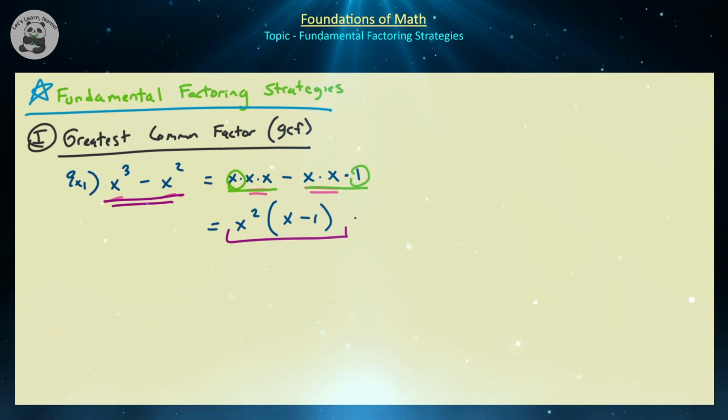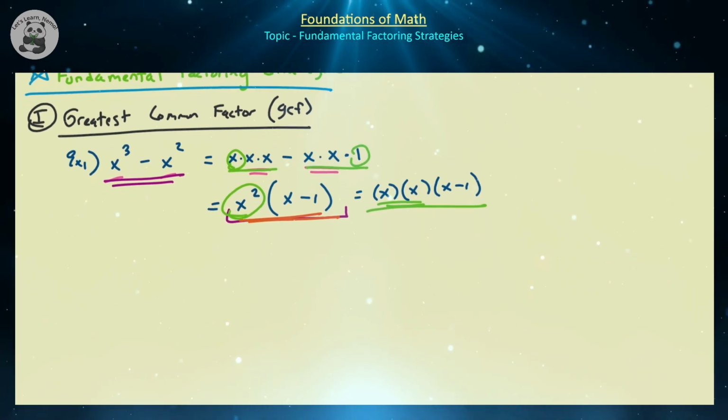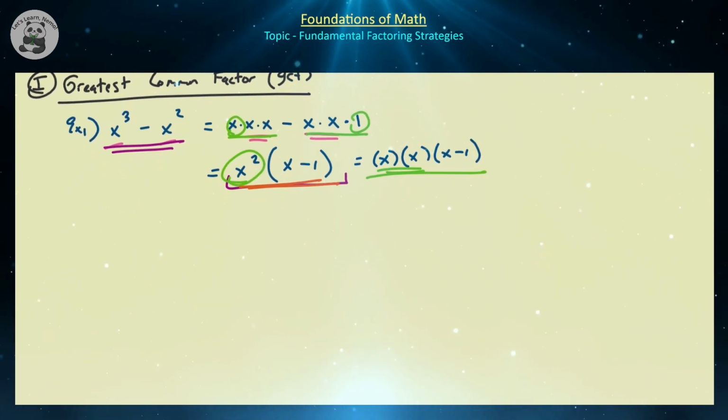Now, you could write this as x times x minus 1, but in some sense, x times x is x squared, so you don't really get anything new out of that particular expression, so most people will just prefer this first expression as the factored answer.